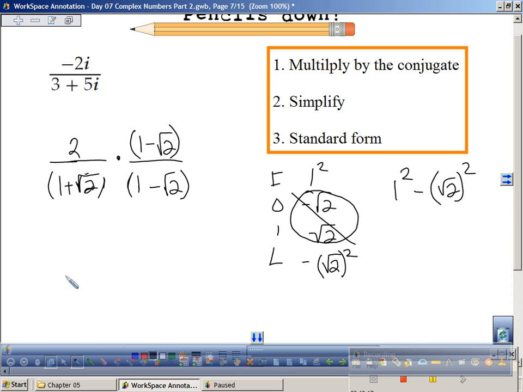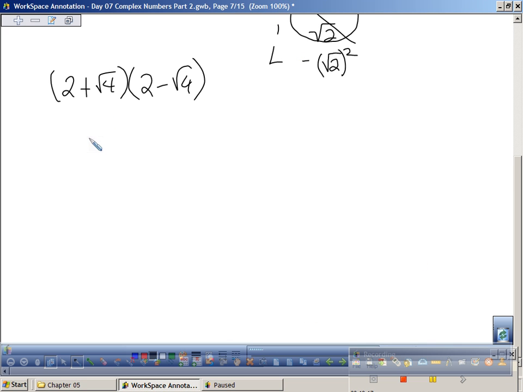Let's try another one. How about 2 plus root 4, 2 minus root 4. What will be in the squares in this one? What number, when I split it up, makes 2 and 2? 4. Difference of 2 squares. You see that? I'm just splitting it up.